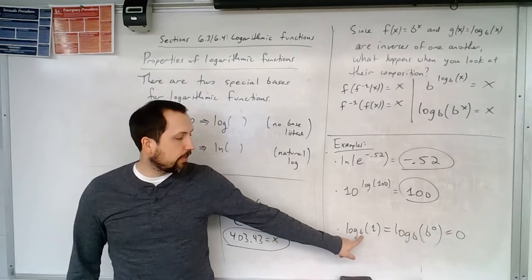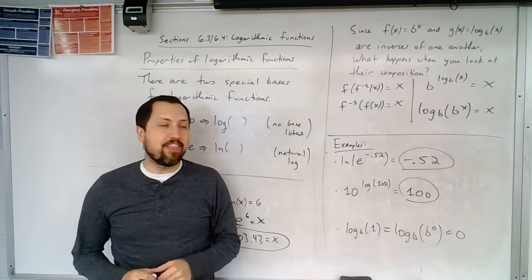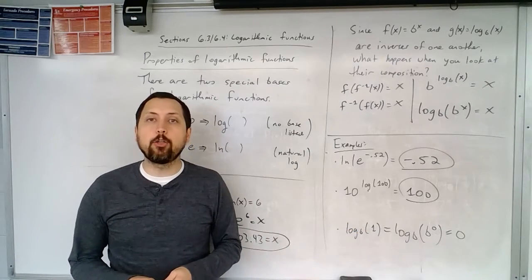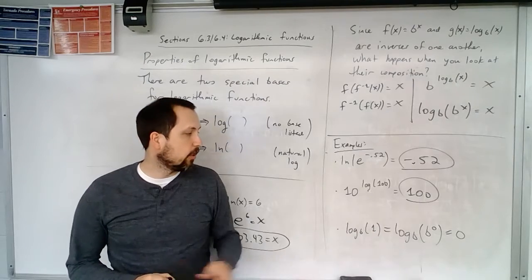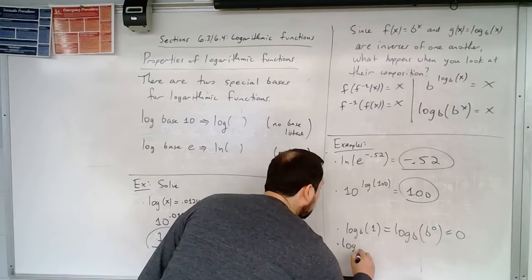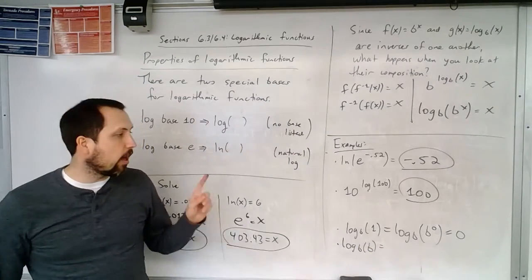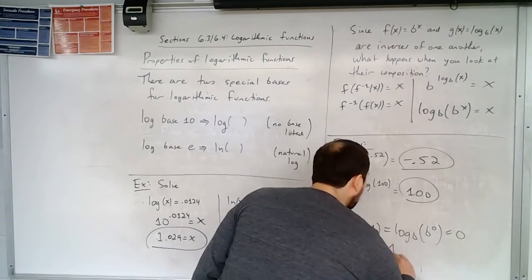So log base b of 1 is equal to 0. This is going to be a huge one that we're going to use very, very often. The other one that's also similar is log base b of b. So log base b of b is not going to be 0. The exponent here is 1. So this is going to be 1.